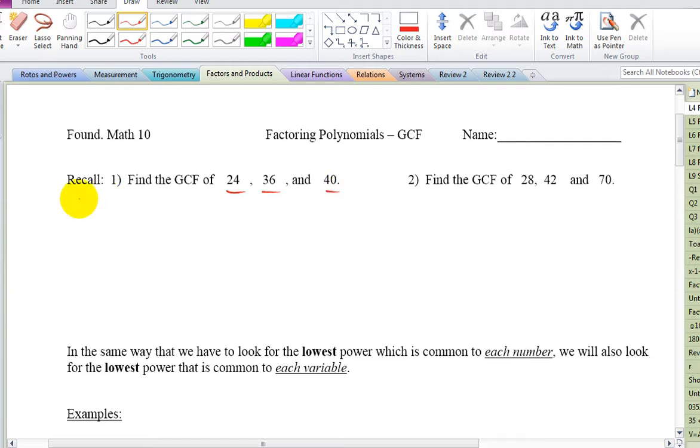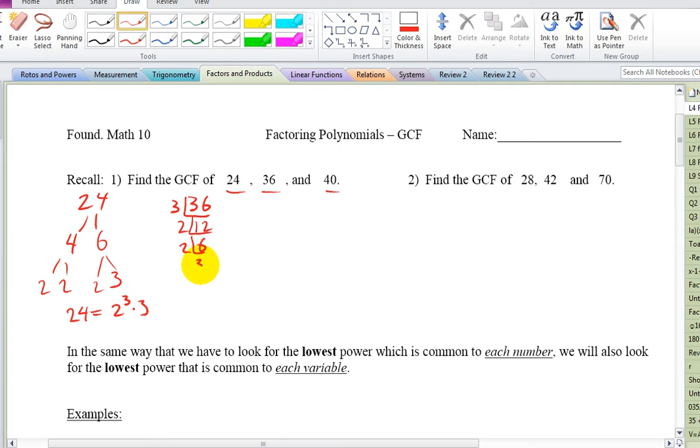Okay, so 24, we're going to break that down into 4 and what? 6, 2, 2, 2, 3. Okay, so that's the factor tree method. So 24 equals 2 cubed times 3. And then 36. For 36, let's do the other method, the factor ladder. So we can divide by 3 and get 12, 2, 6, 2, 3.